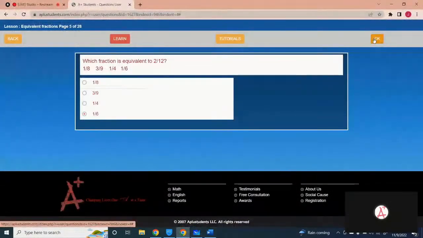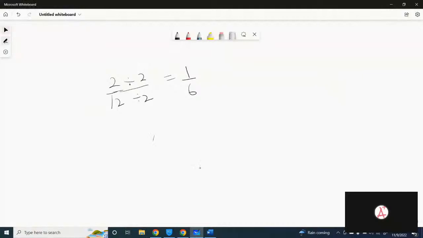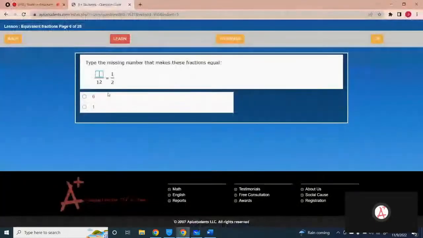Very good. Okay. Next one is type the missing number. So which number is missing? You are given the denominators. So compare the denominators. Here you have 12 and here you have... missing number divided by 12 equals 1 over 2. Yes, very good. 6 is missing because you have to divide it by 2.